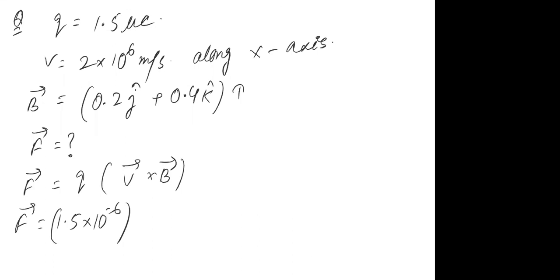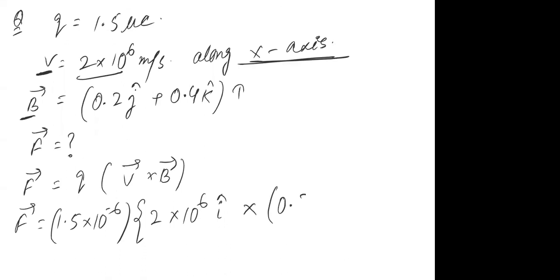Now you have to take the cross product of V and B. What will you write? The velocity vector is 2 into 10 to the power 6 as its magnitude, and the direction is along the x-axis. So what will you write as the unit vector? I cap, because the unit vector pointing in the direction of the x-axis is I cap. Now you will take the cross product of this with 0.2 j cap plus 0.4 k cap. Let me solve this for you.